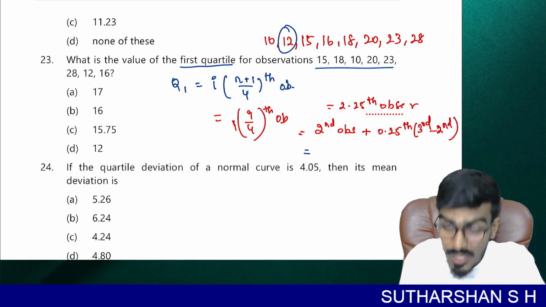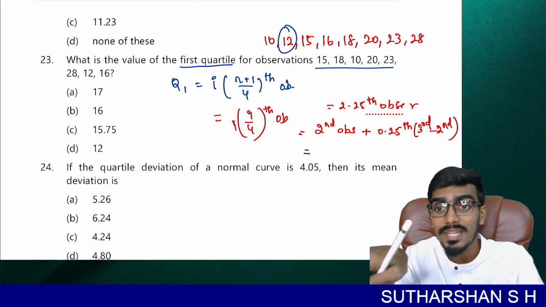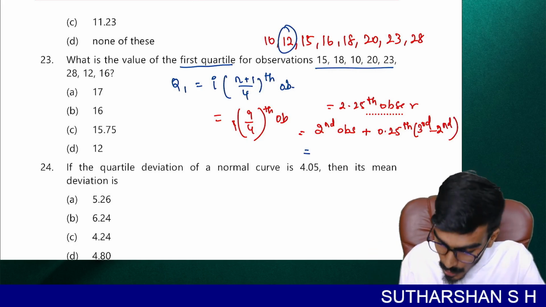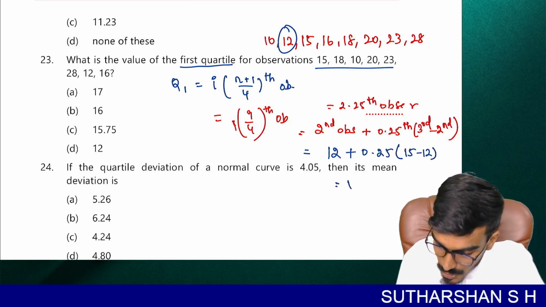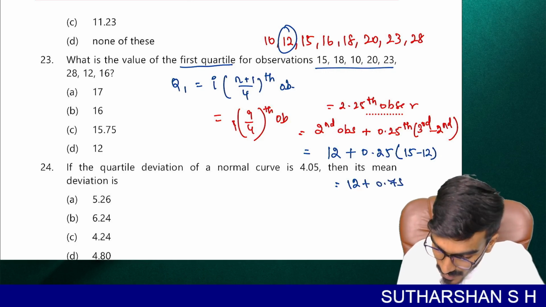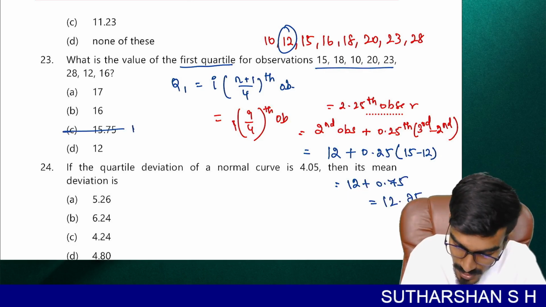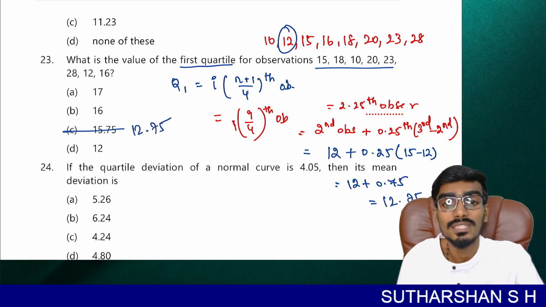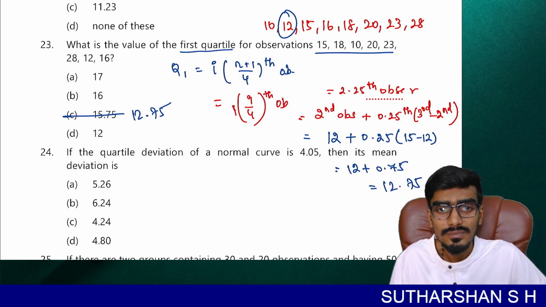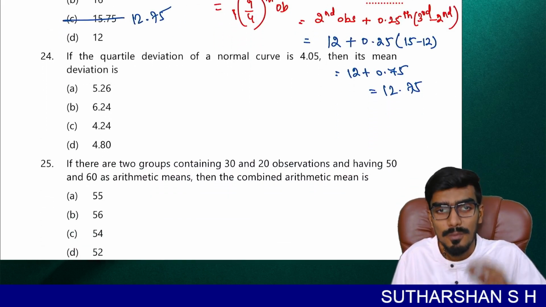What is the second observation? It is 12, not 18. It should be in ascending order first. Okay. 12 plus 0.25 of third, third is 15 minus 12, which is 3, which is 12 plus 0.75, which is 12.75. The answer given is wrong. It is not 15.75. It is 12.75. Just change this answer.